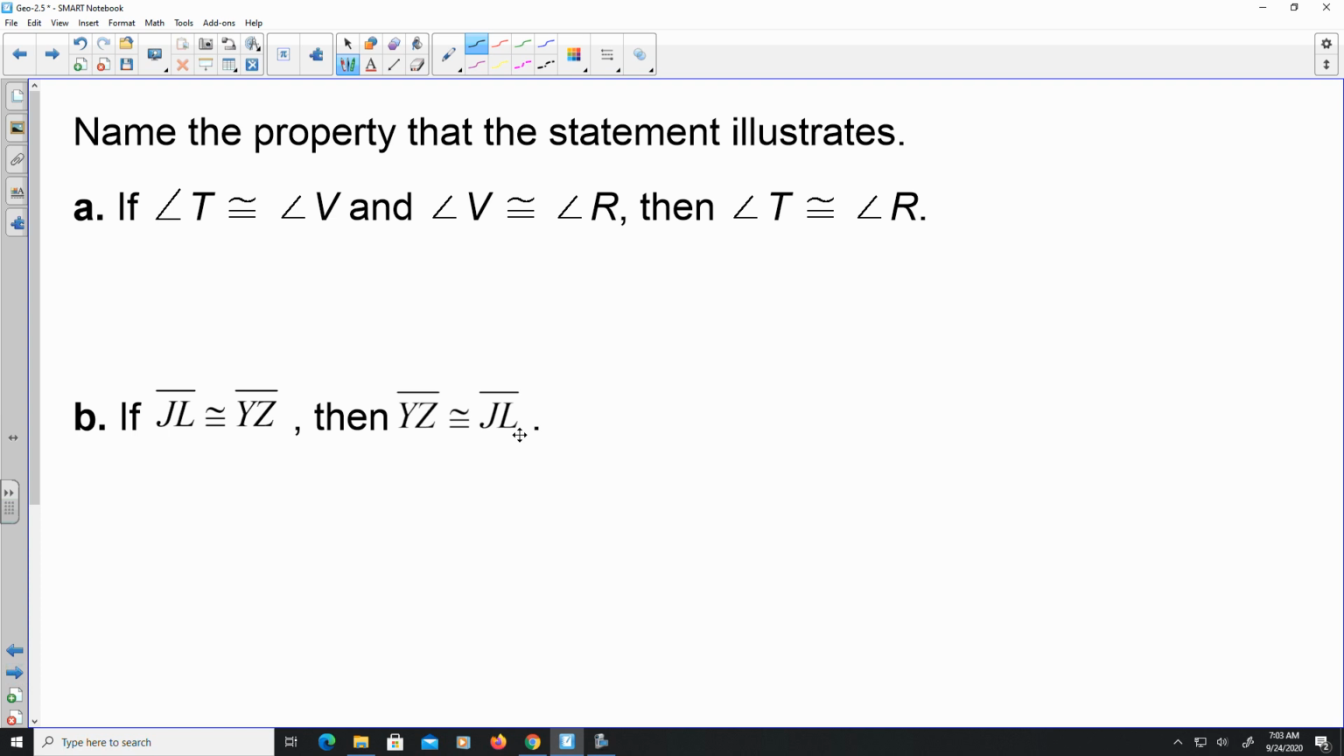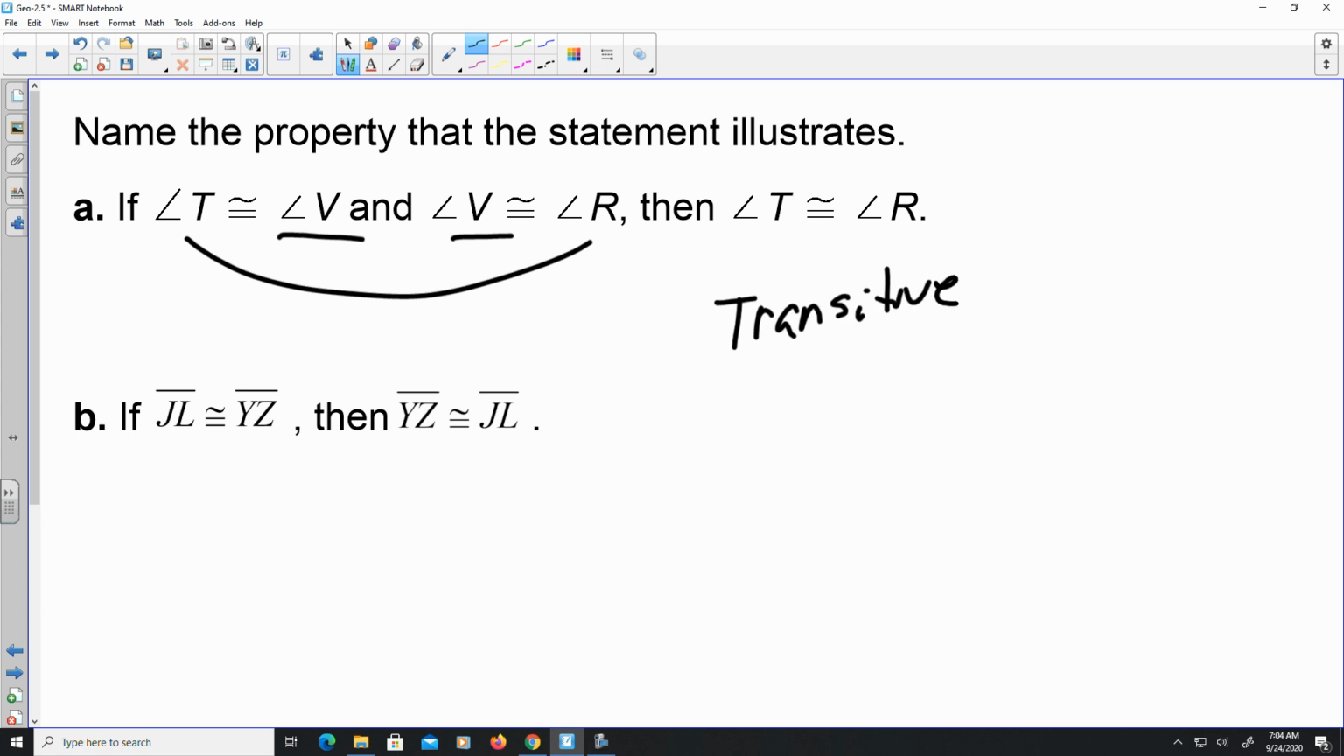So here they're asking us to name the property that the statement illustrates. For part A, it says if angle 1 is congruent to angle V and angle V is congruent to angle R, then angle 1 is congruent to angle R. If you notice that they both share angle V, so that means that these two can be equal to each other, that is transitive. And then here it says JL is congruent to YZ and YZ is congruent to JL. They're just flipped around. So in order for that to be true, that's symmetric.